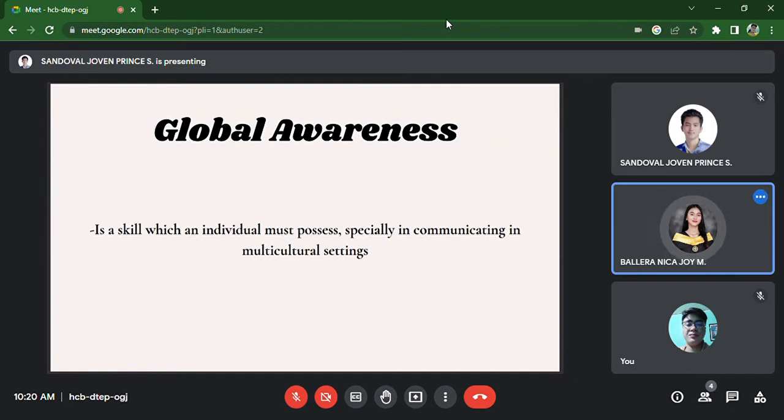Global awareness is a skill which an individual must possess, especially in communicating in multicultural settings. It is a capacity that incorporates the attitude, knowledge, and skills necessary for a person to competently and perceptively navigate the challenges and opportunities of a globalized world in a way that promotes the greater good. Next.